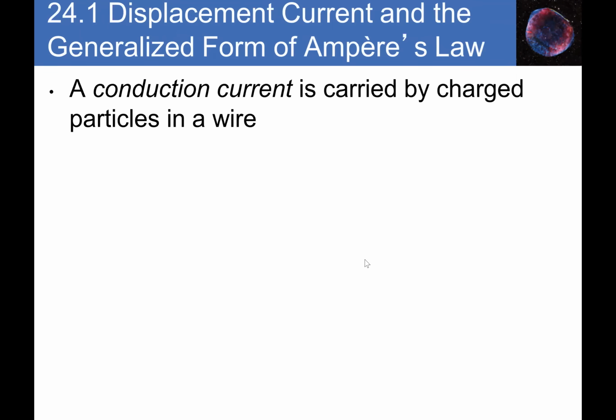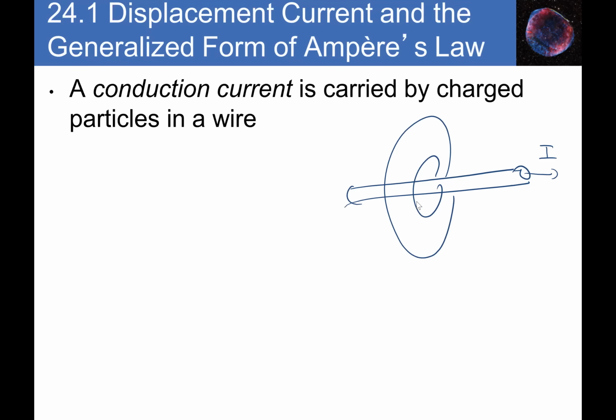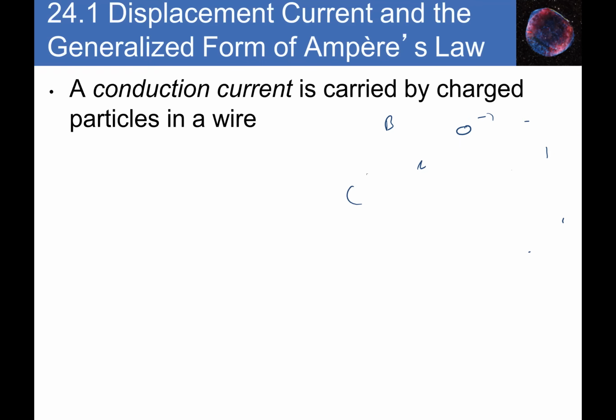If you remember, Ampere's law describes how to find the magnetic field around a current-carrying conductor. So you can see a conduction current is carried by charged particles in a wire. If you have a wire with a current running through it, we said that there is a magnetic field all around that wire, and you can use your right-hand rule to figure out even the direction of the magnetic field, and then use this equation, which we called Ampere's law: the integral of B dot ds equals mu naught times the current. This equation works perfectly whenever you have a current-carrying conductor, any type of wire. But there are some cases where this equation didn't work, and that's exactly what we're going to see.